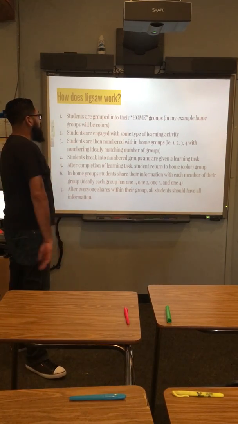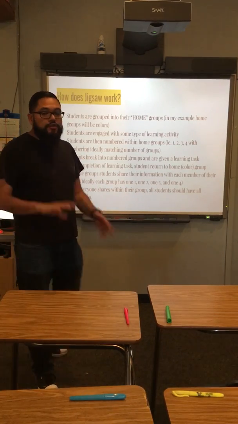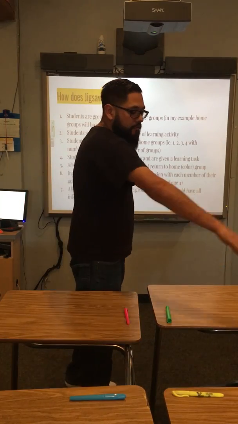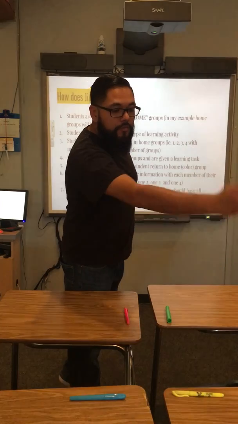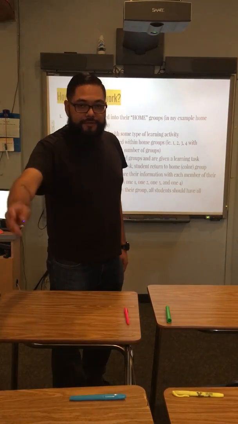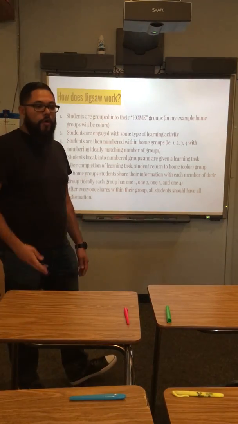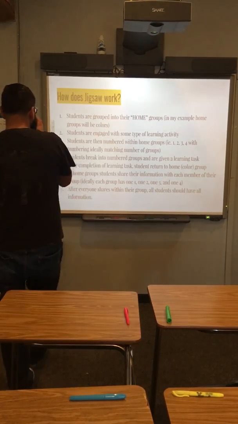Then, within each home group, the students are numbered. Usually it's in groups of 4 or 3, so in the green group I would number each student 1, 2, 3, 4. In the yellow group, 1, 2, 3, 4. In the blue group, 1, 2, 3, 4. And in the red group, 1, 2, 3, 4. And in this particular class there would be 12 students.